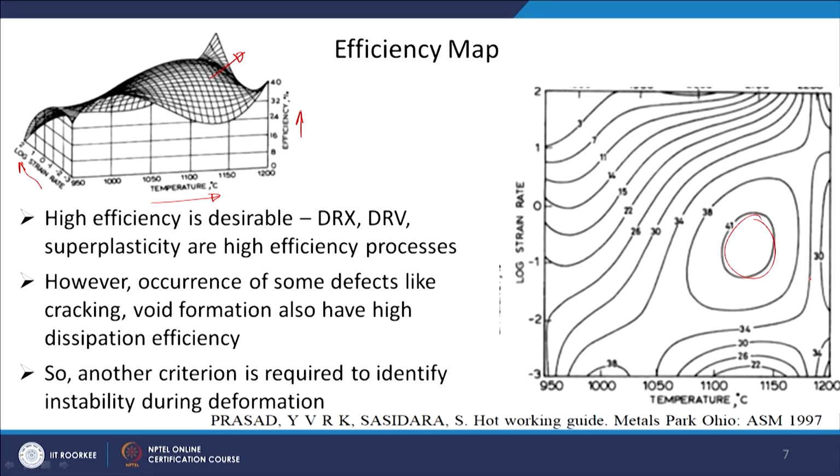So, just simply looking at an efficiency map and saying that this is my high efficiency, that means all the good processes may be taking place, may not be true sometimes, because other defects which are produced in the material also have high efficiency. So, it may be possible that the defects are occurring in the high efficiency region. So, we also need another criterion to identify instability during deformation.